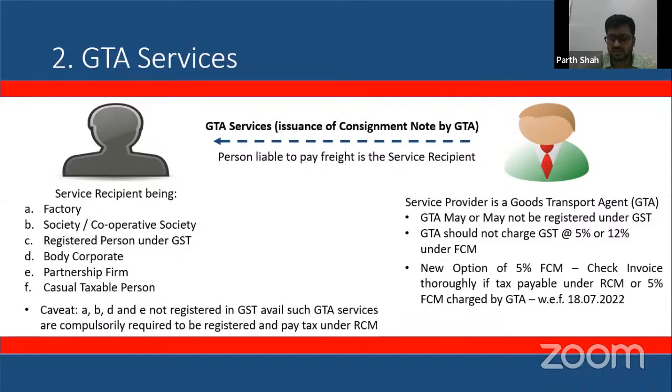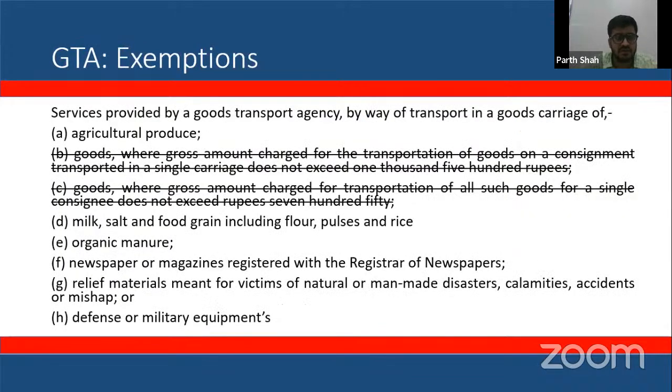This was one aspect of the amendment that came in on 18th July. The next aspect is that earlier, up to 17th of July, there was an exemption which stated that if transportation is done by a GTA, and for that entire carriage the total consideration does not exceed 1,500, then that service of GTA was exempted. So neither the supplier nor the recipient was required to pay tax.